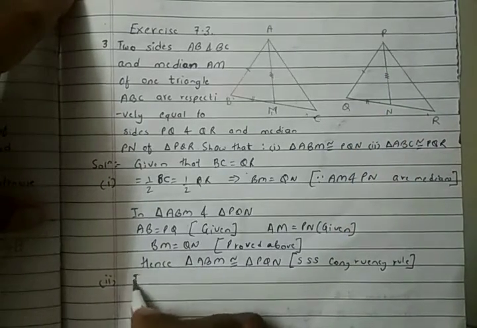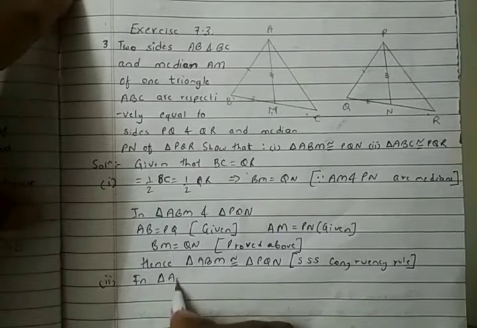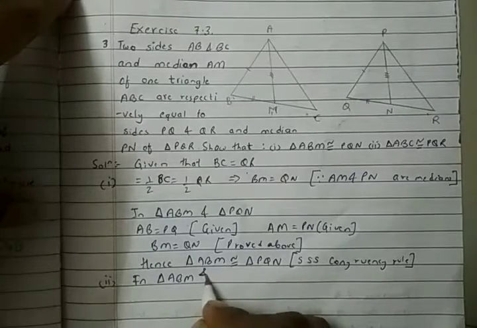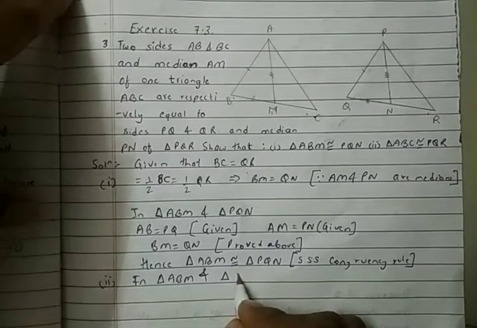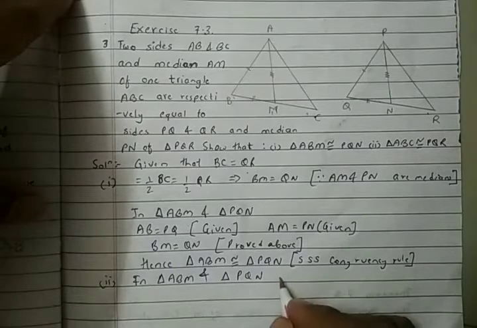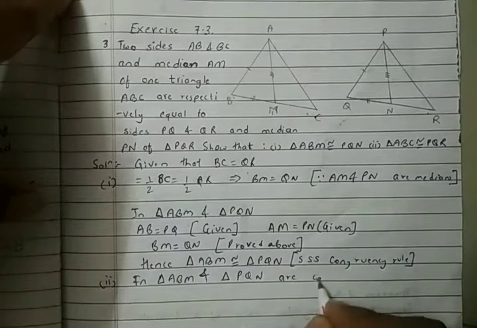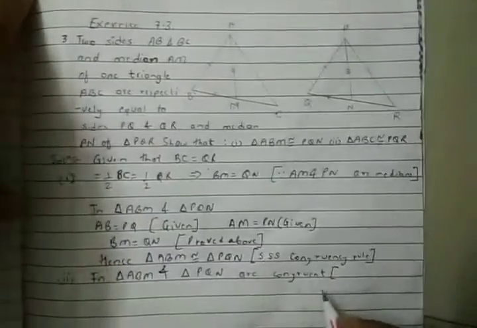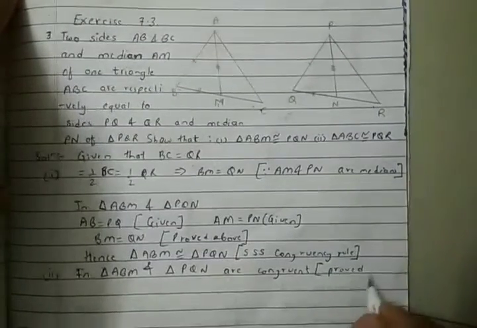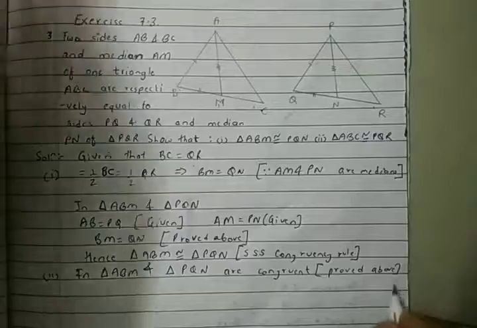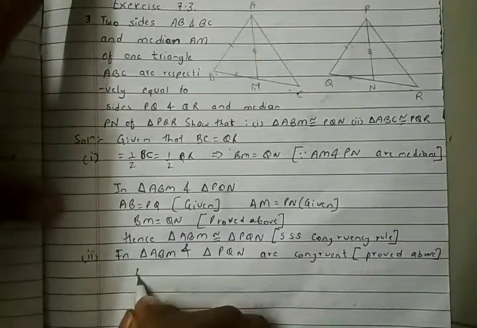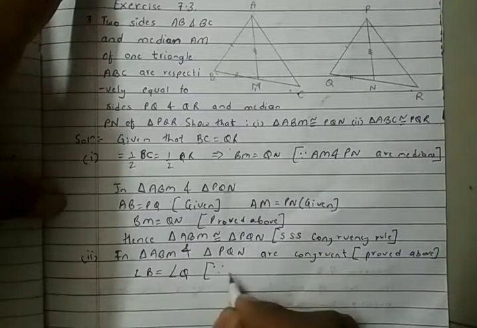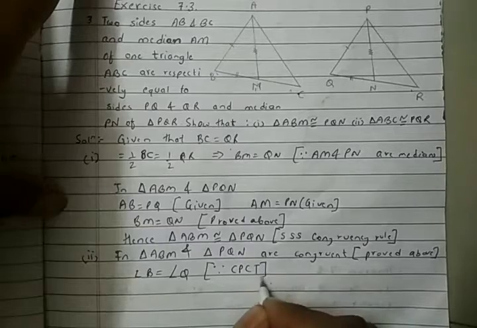So first, triangle ABM and triangle PQN are congruent. This is proved above, so we'll write it: proved above. Angle B is equal to angle Q. We can say this because of congruent parts of congruent triangles.